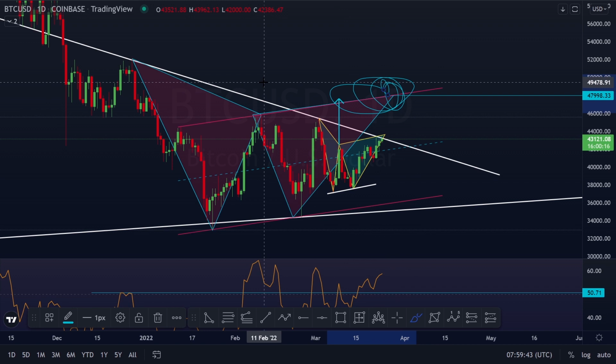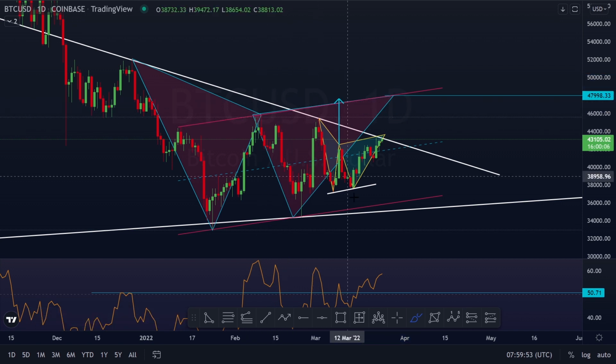Because you're seeing a harmonic pattern play out, hidden bearish divergence, like I told you guys on the weekly time frame, right? And then you're meeting the target of this W. I think that's good enough for me to say this would be the peak.